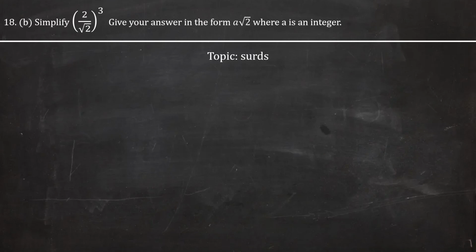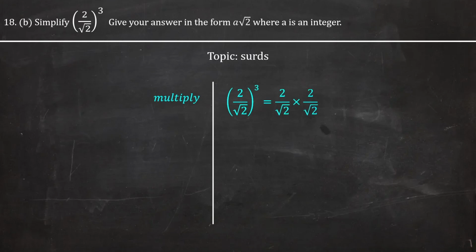Give your answer in the form a root 2, where a is an integer. Different ways of doing this. The way that I went through is I'm just multiplying it first. So 2 over root 2 to the power of 3 is going to be this times this times this. Then simplify: 2 times 2 times 2 is 8. Root 2 times root 2 is 2, times root 2 is 2 root 2. Divide top and bottom by 2. That gives you 4 over root 2.